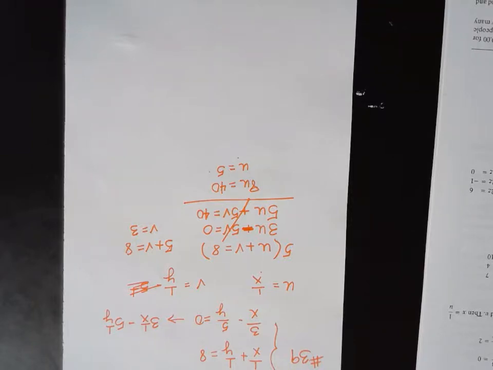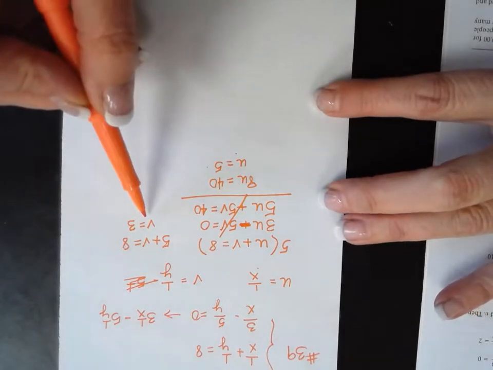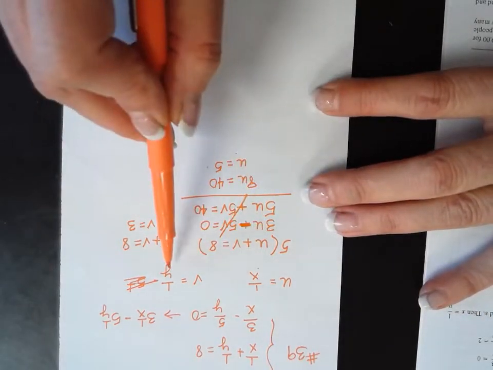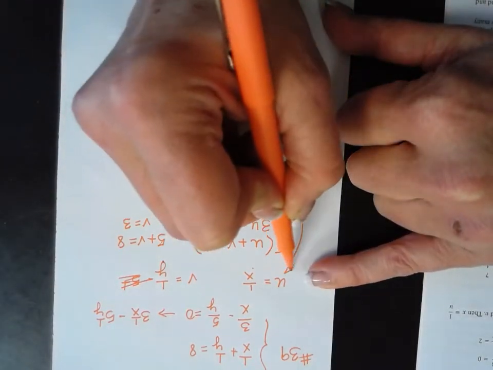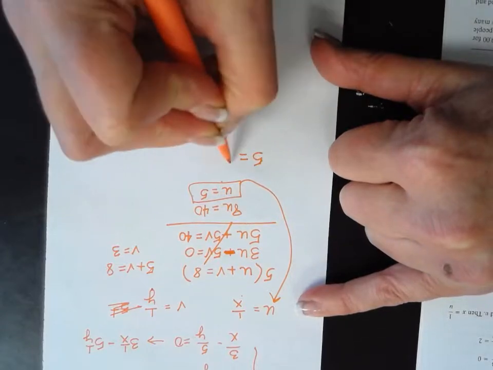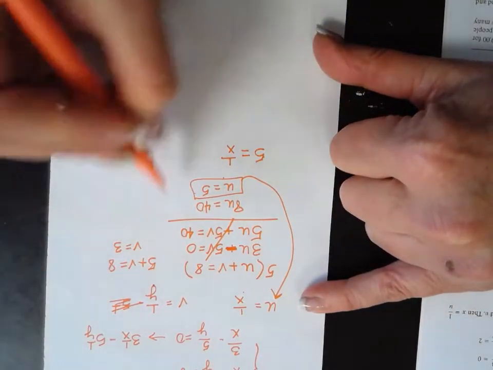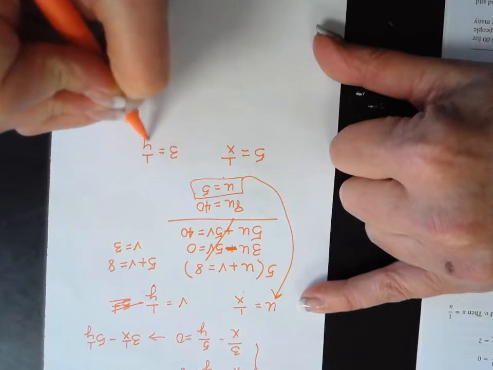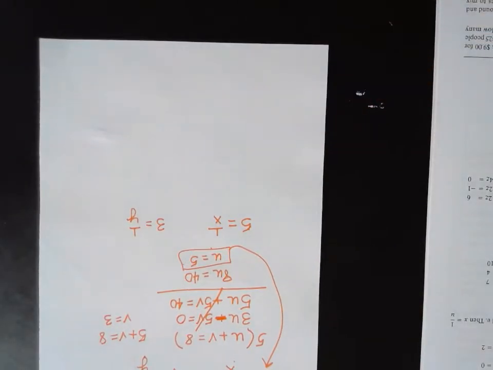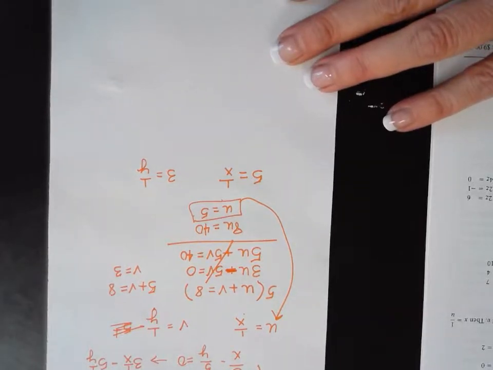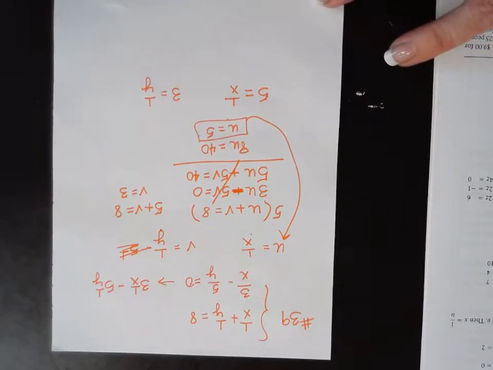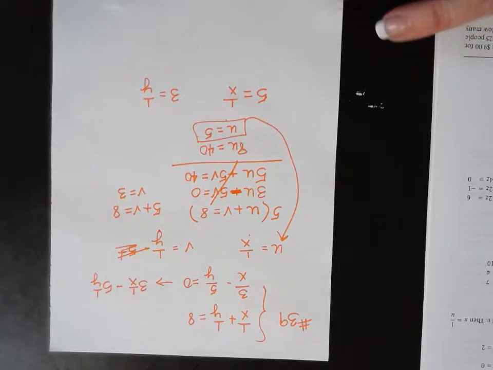Okay? Now, that tells me what u and v is. It doesn't tell me what my x and y are. So what I have to do is substitute that back in and say, hey, 5 is equal to 1 over x, and 3 is equal to 1 over y. And how do I get x by itself? Is everybody with me on that so far? How do I want to get x?